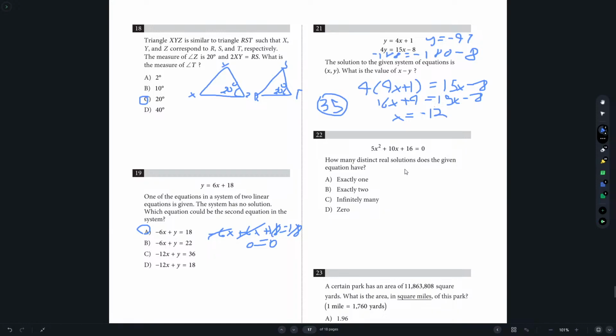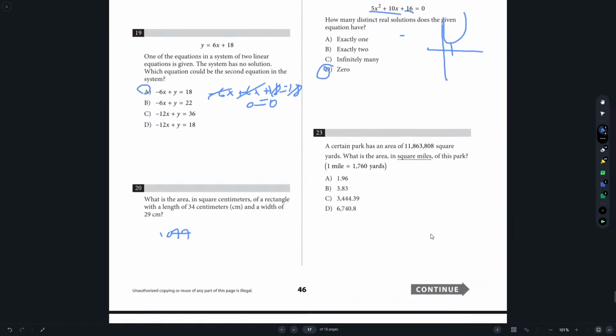This is an interesting problem. Let's see. Negative... wait, 0. It has no real solutions because this is positive and this is positive. So we're going to have some graph up here. It's never going to cross the x-axis.